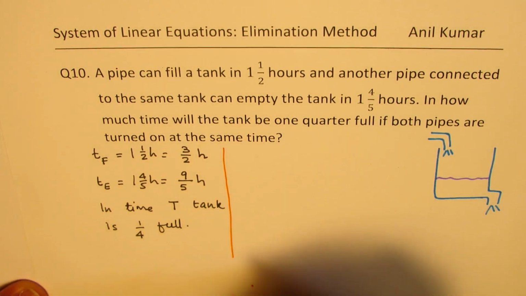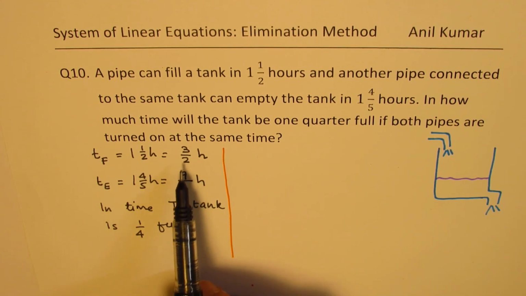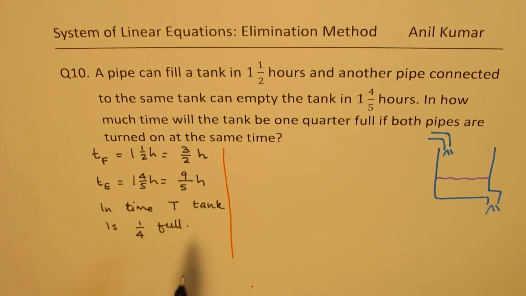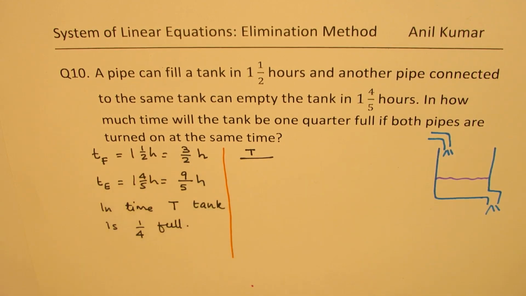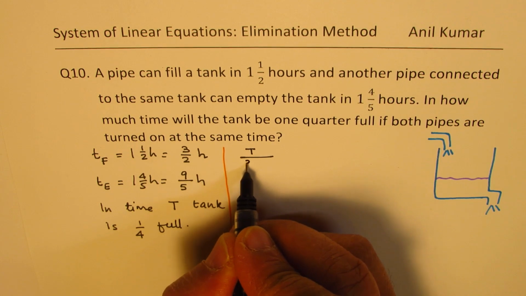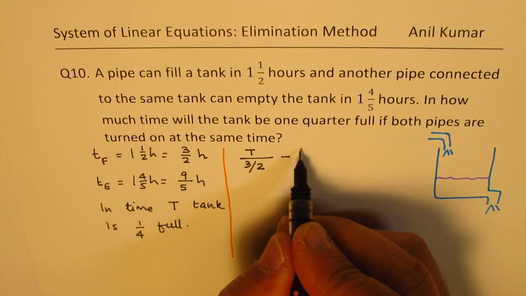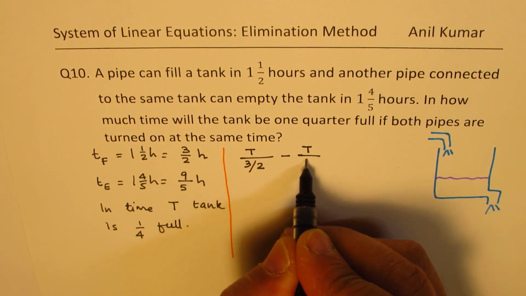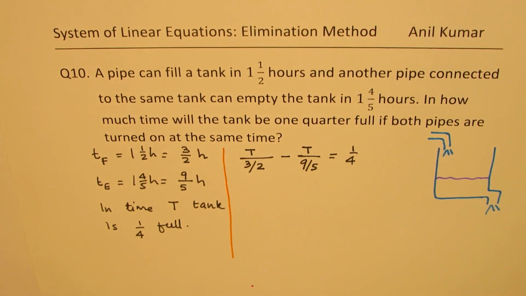Now how do we solve such questions? Whenever you have such questions which are related to rate, right? So the rate here is 3/2 per hour, right? If T is the total time taken, then the equation becomes total time divided by the time taken to fill the whole tank, which is 3/2. Since this is to empty, that one will be negative. It works for the same time T and gets 9/5, and the result is 1/4 of the whole. Correct? So that is how you get your equation, right?